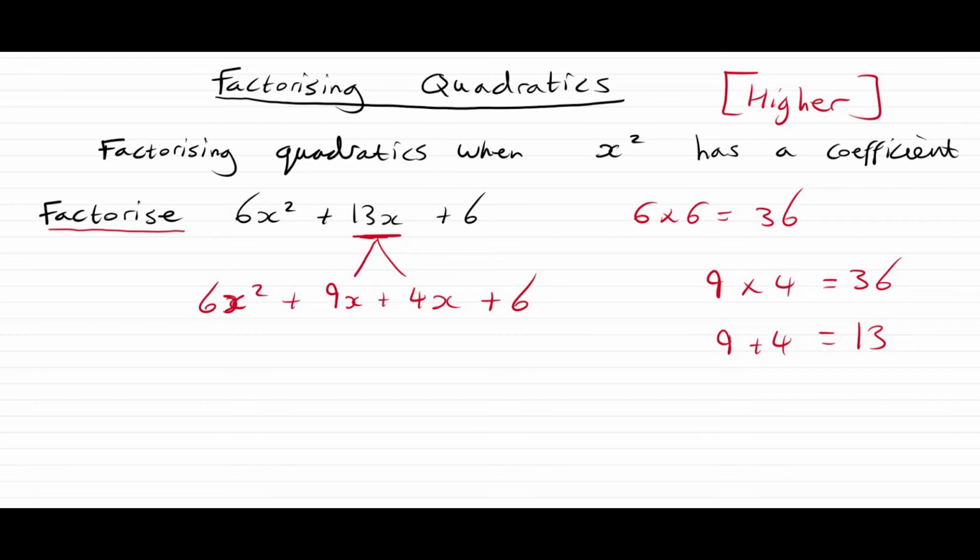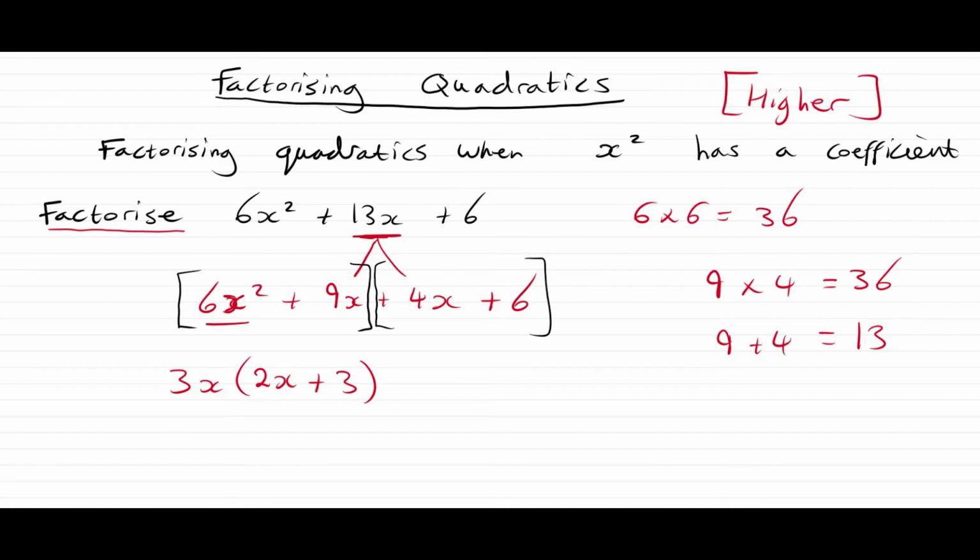At this point, we can put square brackets here and square brackets here. What we're now going to do is factorize these square brackets separately. So if we look at 6x squared plus 9x, we can pull out a 3 and an x. Then inside we have 2x, because 2x times 3x is 6x squared, and then plus 3, because 3 times 3x is 9x.